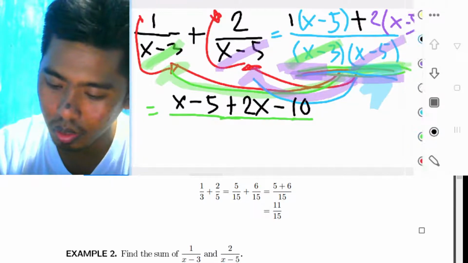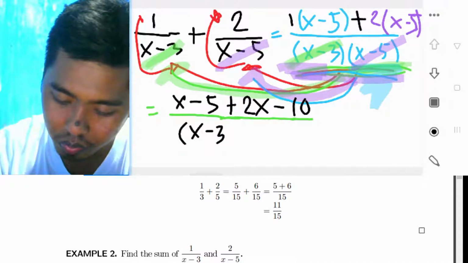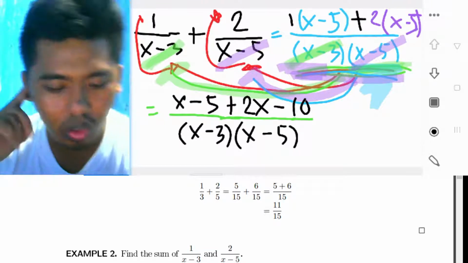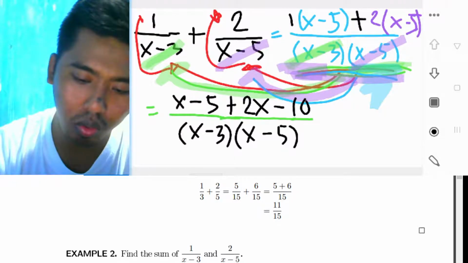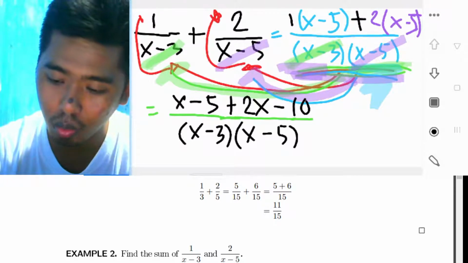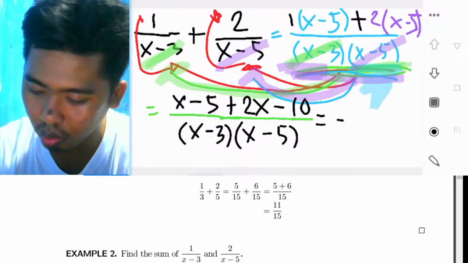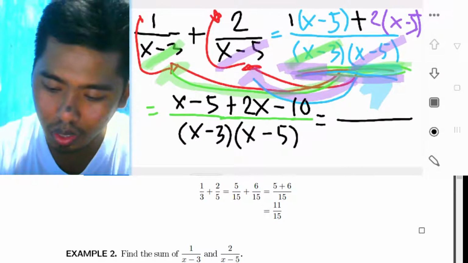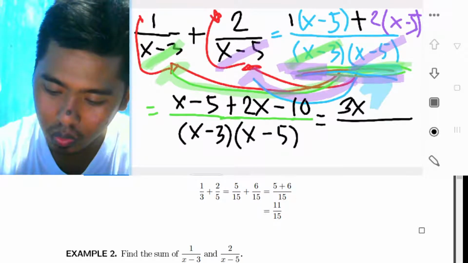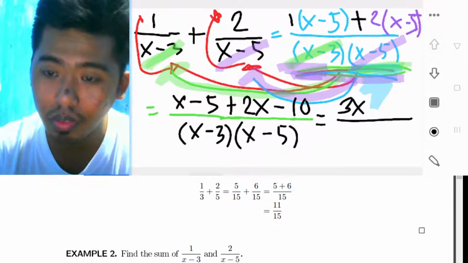Sunod, gamit itong just copy x minus 3 and x minus 5. So, next na tong buhaton nga ni, we're going to add like terms. Pwede na po na natong isolve ng ubos, guys. Pwede na natong buakon. Pero atong buhaton na siya sa next. So, this would become x plus 2x. This would become 3x. Okay? Negative 5, negative 10. That would be negative 15.